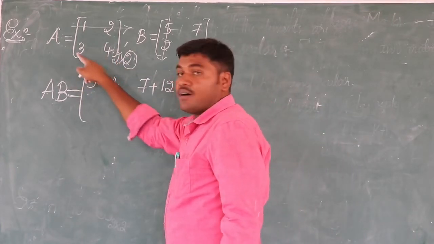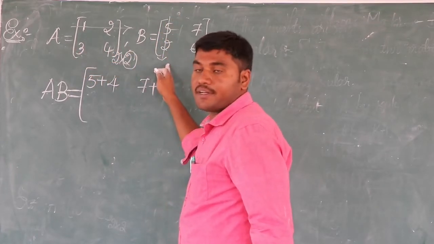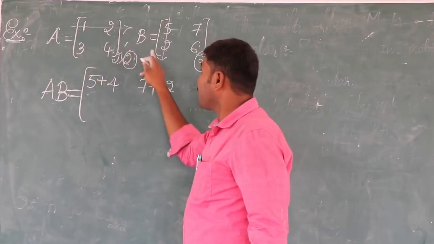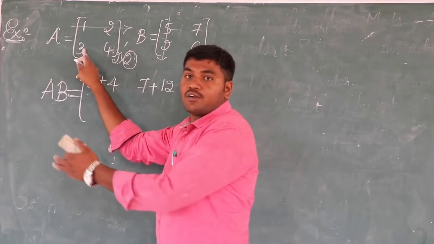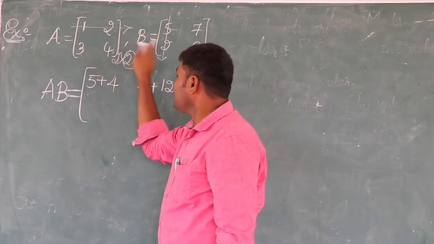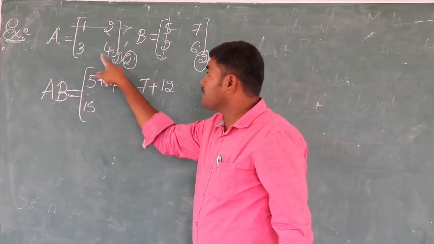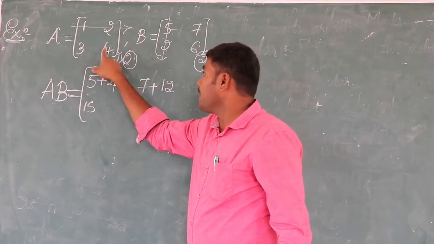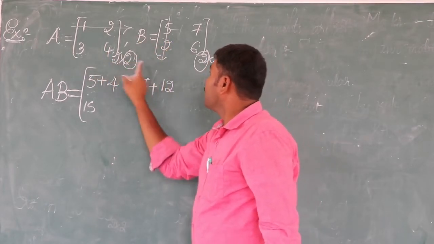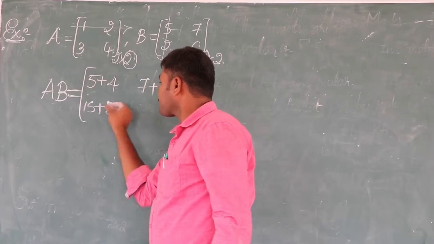Now, second row is multiplied with first column of matrix B. So, second row elements of matrix A are 3, 4. First column elements of matrix B are 5, 2. So, second row first element 3, first column first element of matrix B is 5. 3 into 5 gives 15. Again, second row second element of matrix A, which is 4, is multiplied with first column second element of matrix B, that is 2, and multiplication of 4 and 2 gives 8.